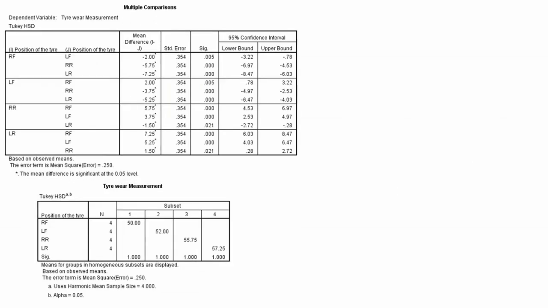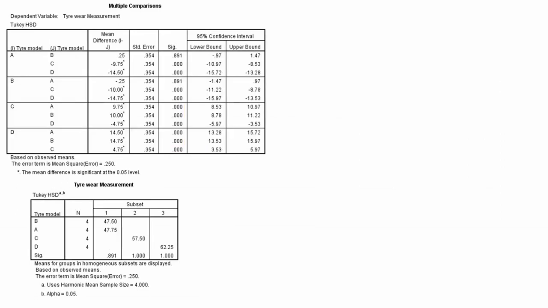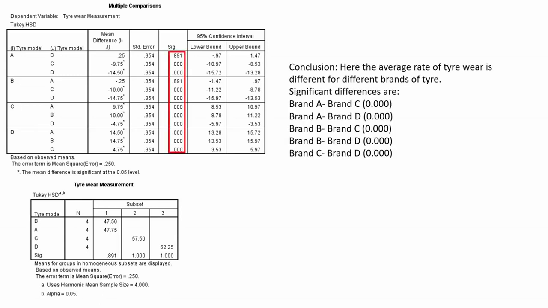From the second table, that is position of the tire, it says all the values are significant. Here also, the p value for all the different variables is less than 0.05. That is, no 2 positions are insignificant. And this is for the different tire models, that is A, B, C and D. Here just tire model A and tire model B, these 2 are insignificant, otherwise all the values are significant.